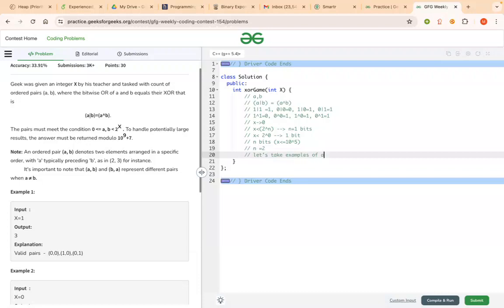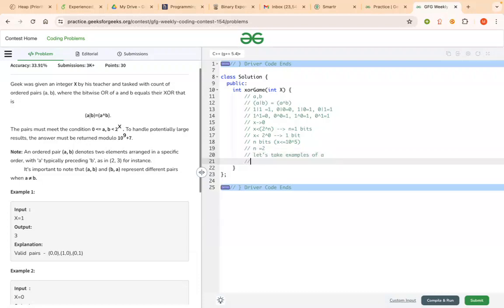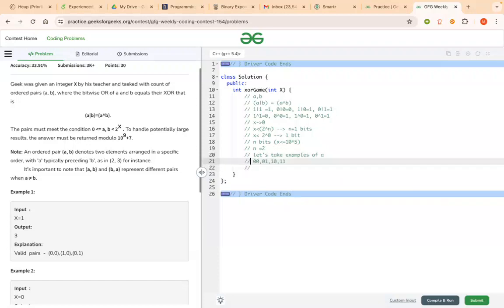So we have to take two numbers a and b. We are considering all the cases for a. If two bits are there, then a can be either 0 0, or 0 1, or 1 0, or 1 1, right? So for 0 0, how many... let's number them as a, b, c, d.